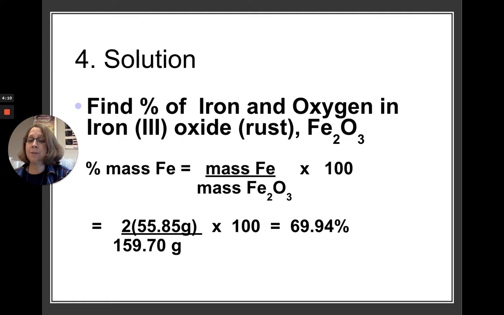So the percent composition of iron in iron oxide would be 69.94%. Now, if we were going to do the oxygen, since there are only 2 elements in here, we would just need to subtract this from 100, and that portion would be from oxygen. But almost 70% of rust is iron, and that's what we have found from this calculation.